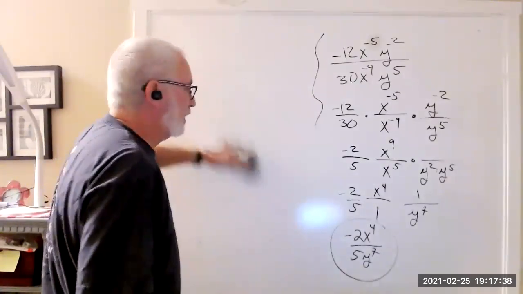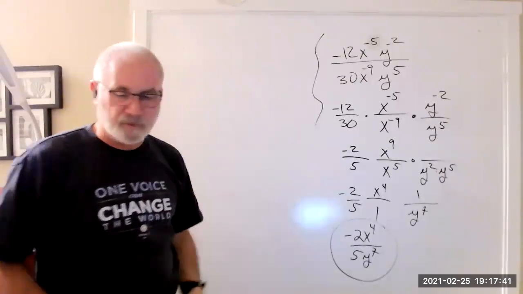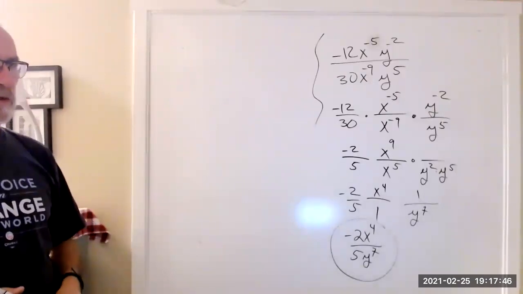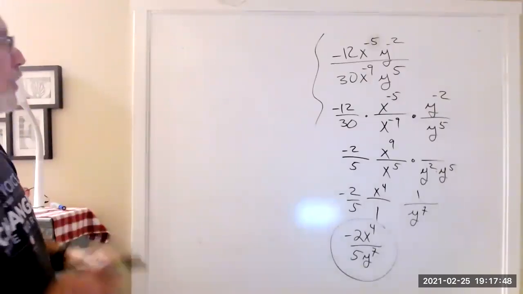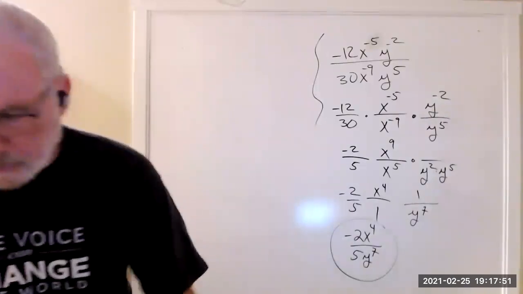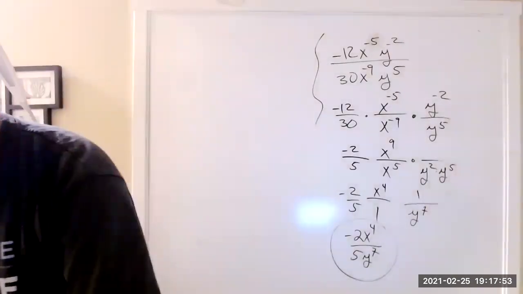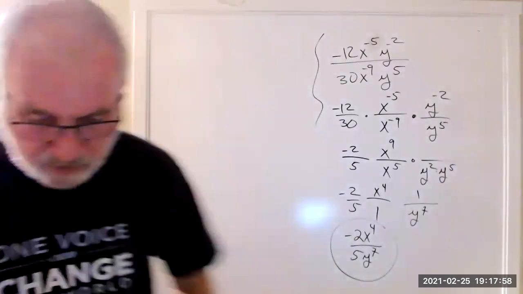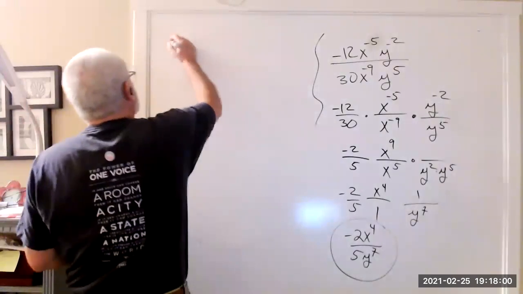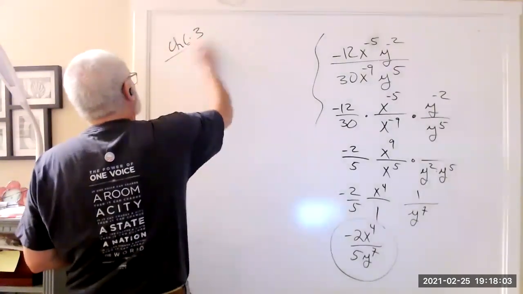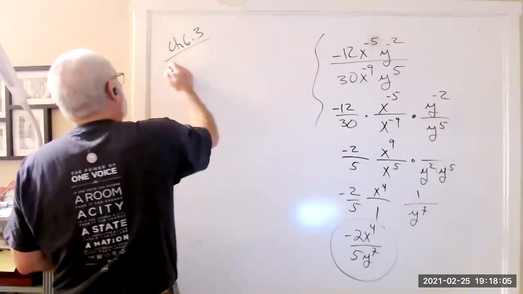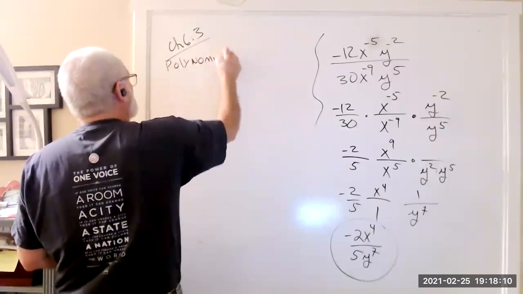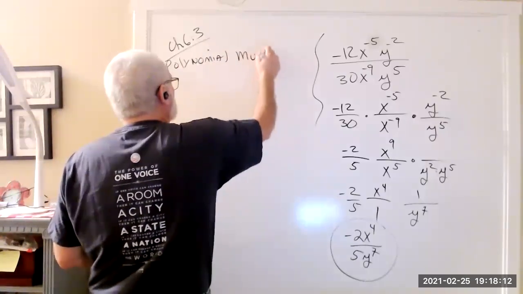Now I have about 45 minutes to get into some new material before we start the quiz. So I want to get into chapter 6.3. Draw a line in your notes or whatever. We're going to start chapter 6.3, and this is polynomial multiplication.